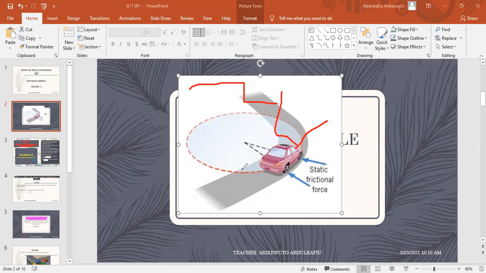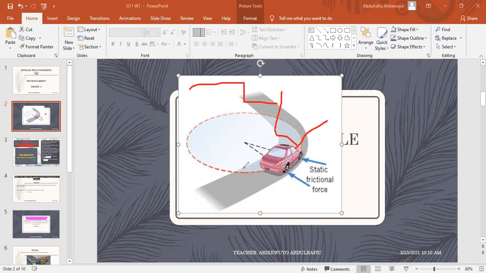And that is why the car can complete the circle. The car is going straight, the force is pulling to the center, so it will bend. It will go again, it will bend. And that's why it is completing a circle. That force is called centripetal force. Can you say that again?